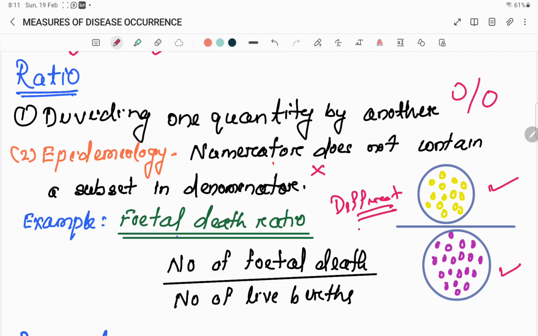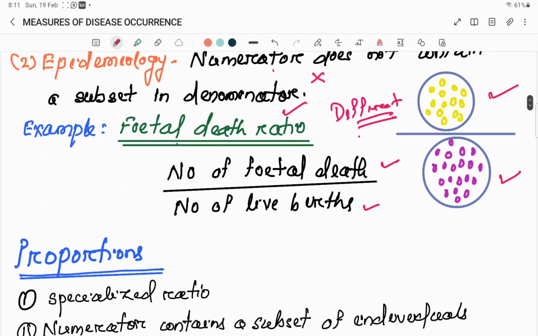I want to give an example, the fetal death ratio, which is obtained by dividing the number of fetal deaths by the number of live births. So the number of fetal deaths is a different term and the number of live births is a different term, and both the components are different and do not contain a subset of their counterparts.